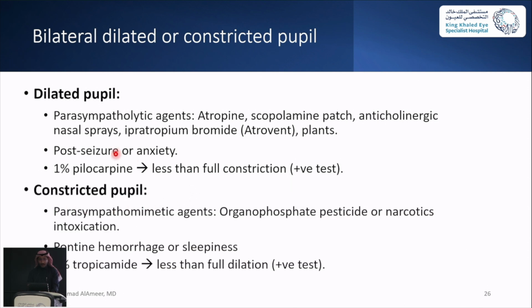If the constricted pupil is the abnormal one, it's likely to be pharmacologic, or exposure to organophosphate pesticide or narcotics, morphine intoxication, or it could be pontine hemorrhage or from sleepiness. Pontine hemorrhage will not result in only bilateral constricted pupils. The patient is going to have other neurological symptoms.